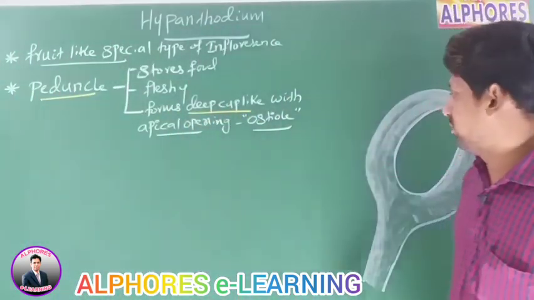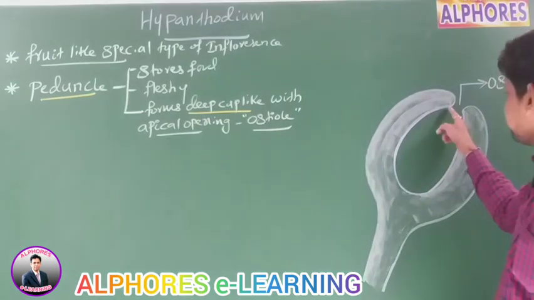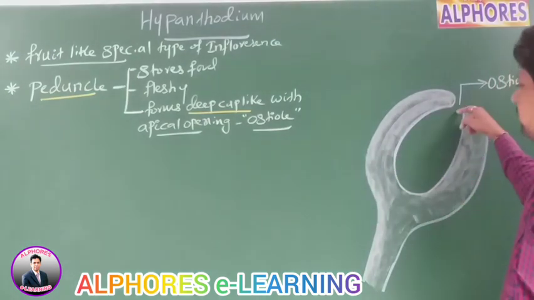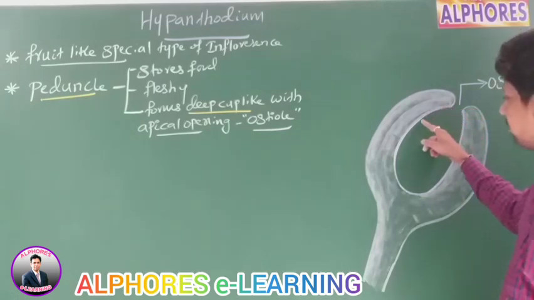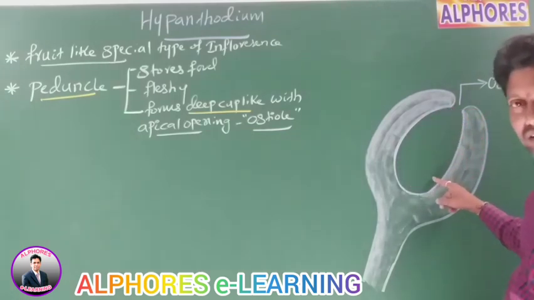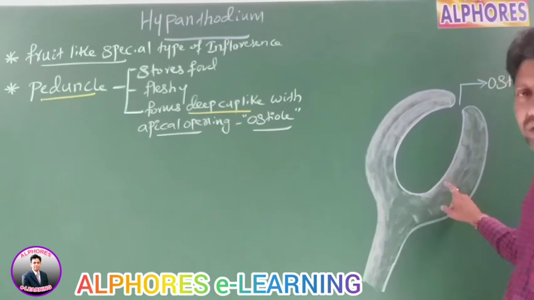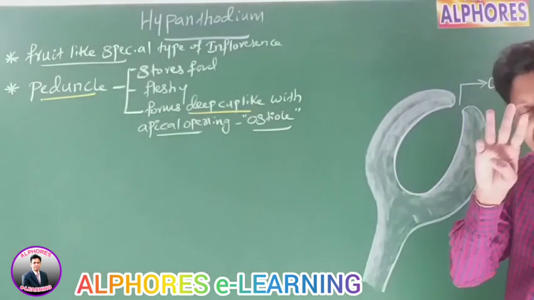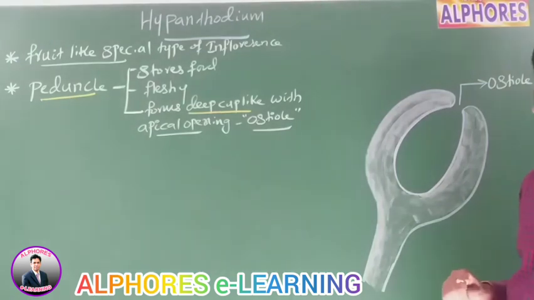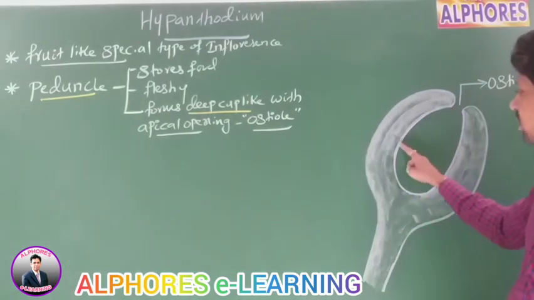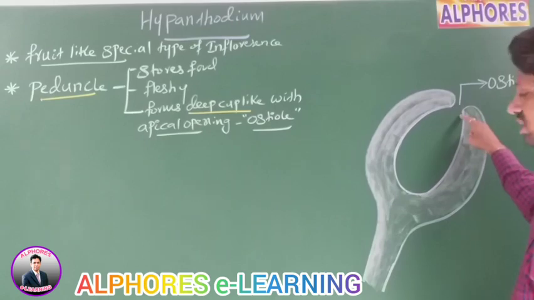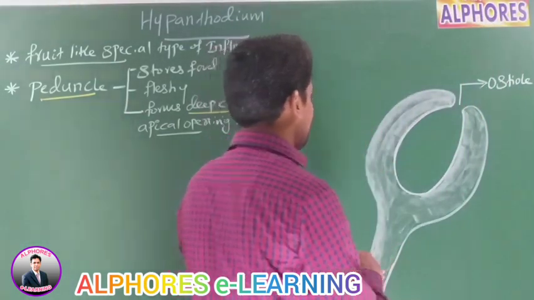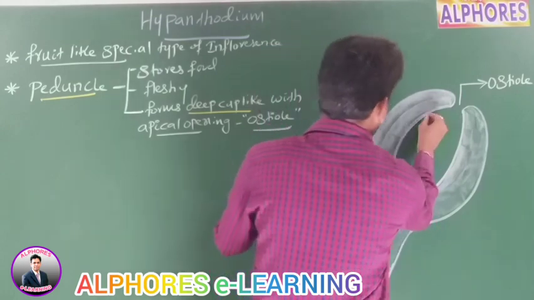Listen to the statements carefully. This is the inner margin of the deep cup. Yes or no? On the inner margin of this deep cup, three types of flowers are present. Which margin? Inner margin of what? Deep cup-like structure. How many types of flowers are present? Three types of flowers are present. What are the three types of flowers?